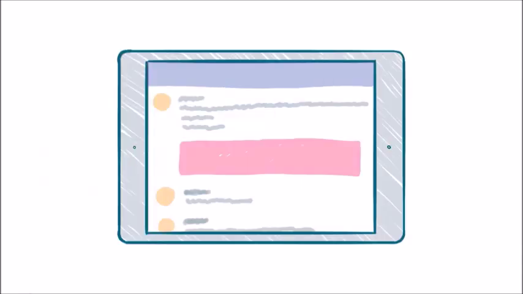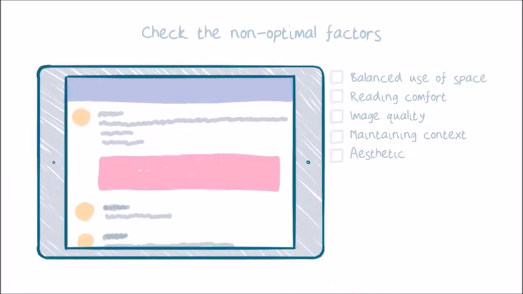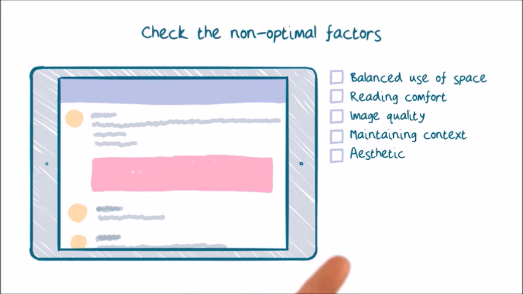Okay, time for a quiz. Take a look at this example tablet app UI. There are clearly a couple of things that could be improved here. Check off the factors on the right if you think the tablet UI is non-optimal in that area.